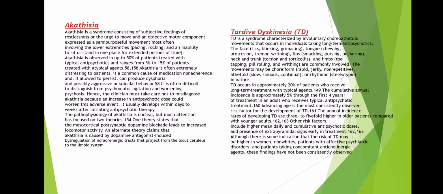TD occurs in approximately 20% of the patients who receive long-term treatment with typical agents. The cumulative annual incidence is approximately 5% through the first 4 years of treatment in an adult who receives typical antipsychotic treatment. Advancing age is the most consistently observed risk factor for the development of TD. The annual incidence rate of developing TD is 3 to 5-fold higher in older patients compared with younger patients.